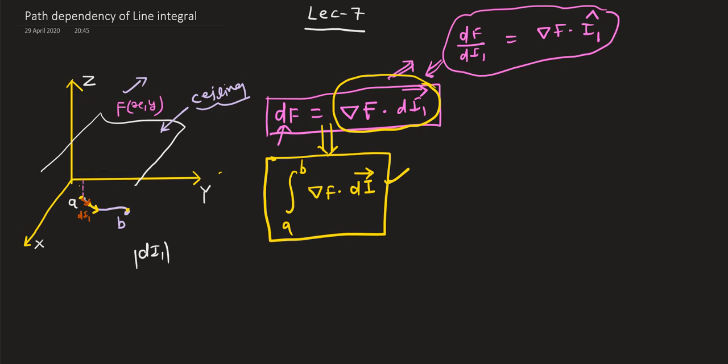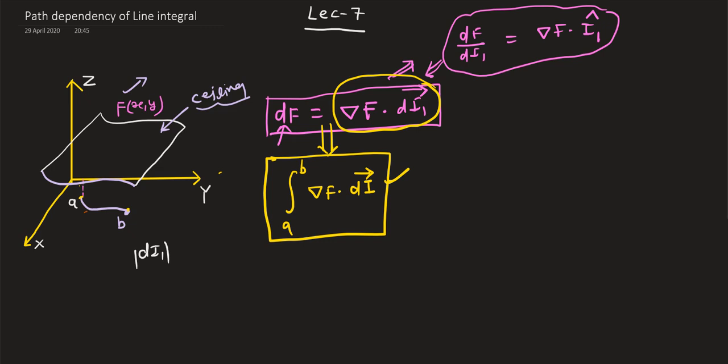Now there is a second way. Let me remove this also. So this was our path, point A to point B.